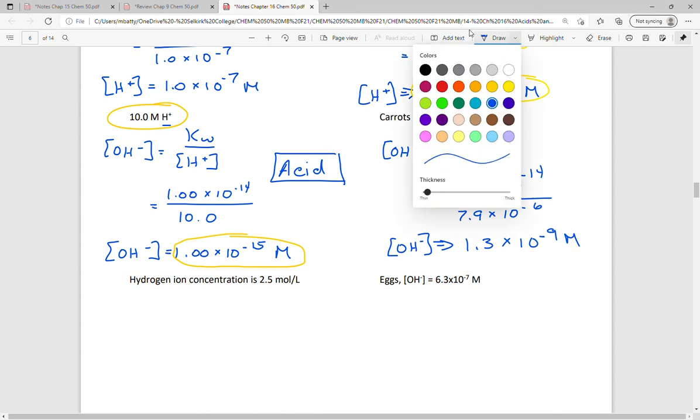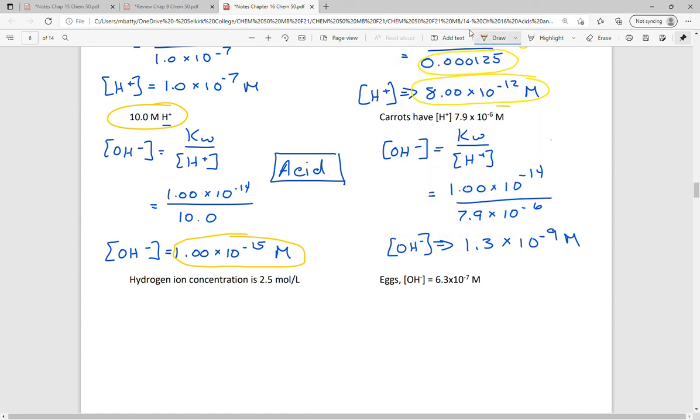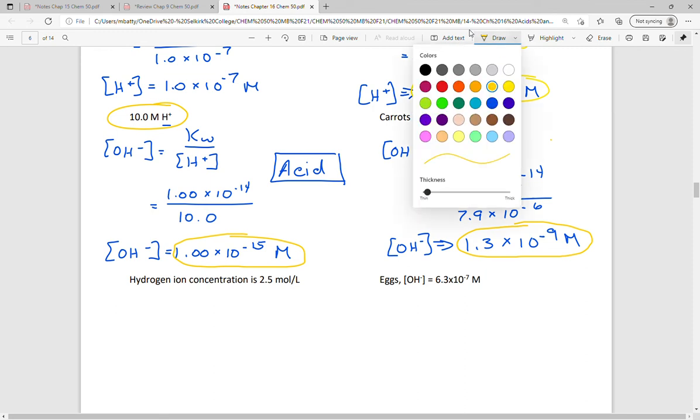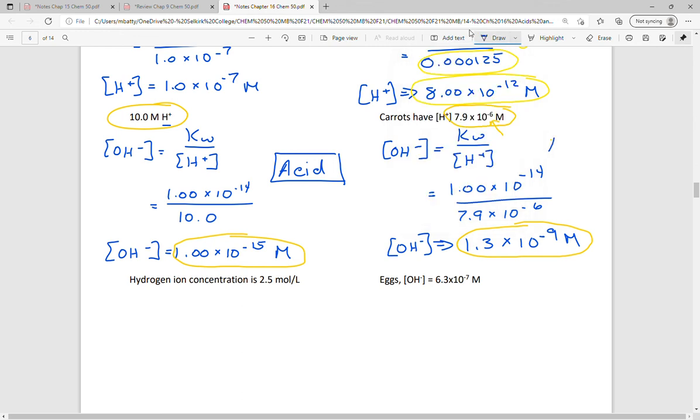So this always kind of does my head in. What I'm trying to do is compare these two numbers. So this number and this number, and which is bigger. So I have to remember that the smaller the exponent, the bigger the value. And so for carrots in this one, I would say that this number with the negative 6 is actually bigger than the negative 9. And so that makes carrots acids, so acidic.